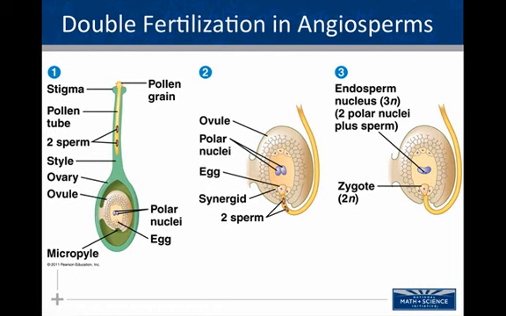Basically, one sperm is going to fertilize the egg, which forms the zygote. The other sperm combines with the 2 polar nuclei of the embryo sac's large central cell, forming a triploid cell. This is going to develop into nutritive tissue called endosperm. These 2 events comprise what we call double fertilization. You fertilize the zygote, and you've combined that other sperm with the 2 polar nuclei, making endosperm. This is double fertilization, and it is very unique to angiosperms.